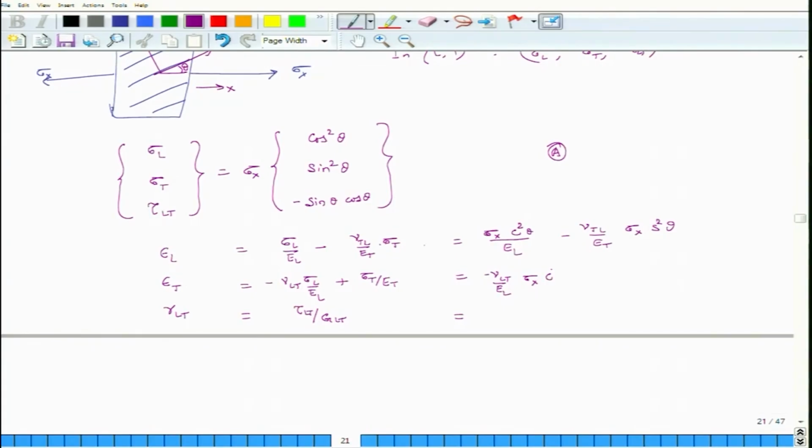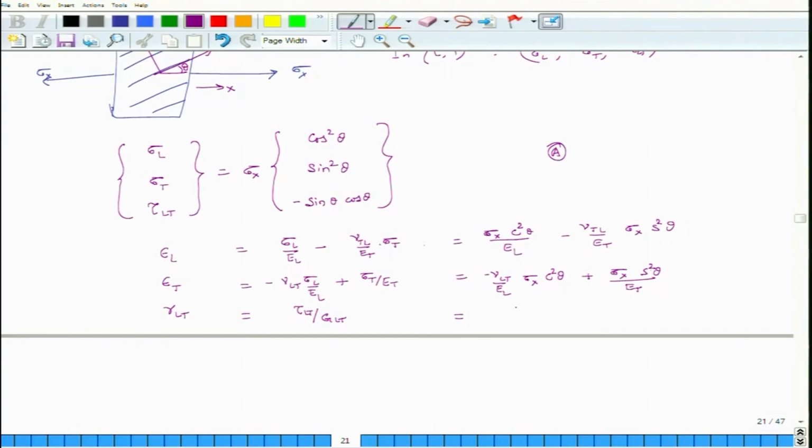Sigma x cos square theta, plus the next term, sigma T over ET, and what is sigma T? Sigma x sine square theta. So, it is sigma x sine square theta divided by ET, and finally we have gamma LT, which is tau LT divided by GLT.